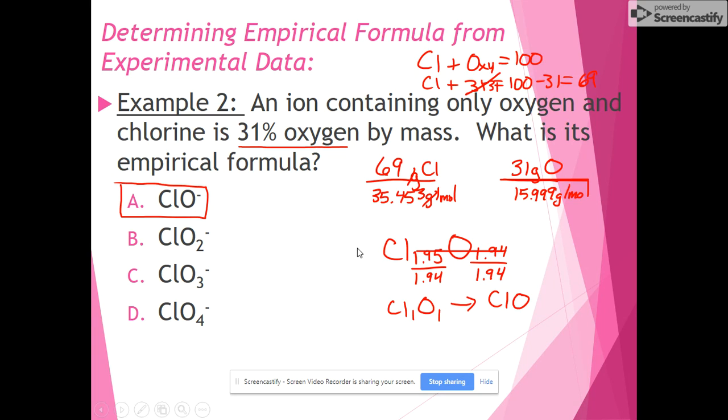Now, something that you didn't see, but it might happen, let's say that you divide, and at this final stage, instead of Cl1O1, you got Cl1O1.5. If you have a 0.5, we can't round up. That's just rounding too much. What you would do is you would multiply each of these by 2. So this would become Cl2O3.